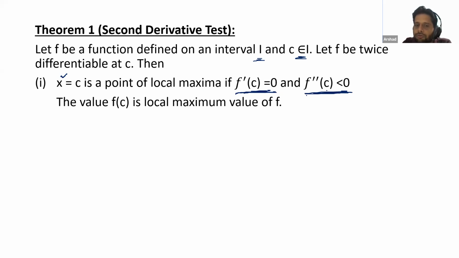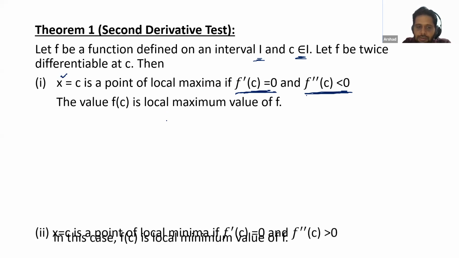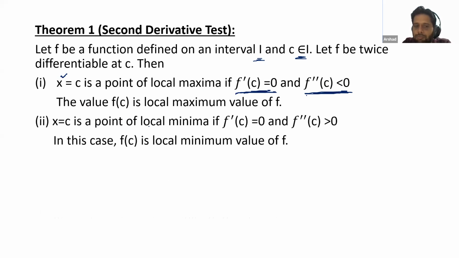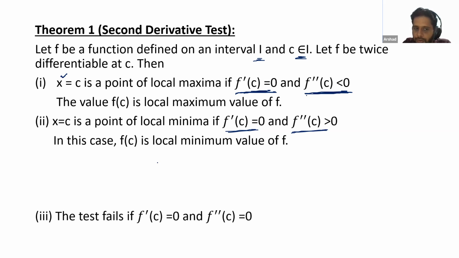So what is the process of finding local maxima? Differentiate the function, find c, differentiate again. If you get a value less than 0, then f(c) is the local maximum value. There's no need to solve the question directly as we did earlier. We have a proper method to solve these types of questions. The second: x = c is a point of local minima if f'(c) = 0 and if you differentiate two times, the value is greater than 0. In this case, f(c) is the local minimum value of f.